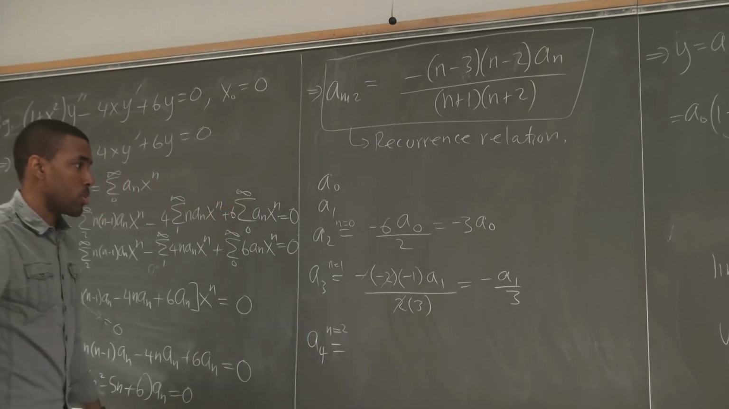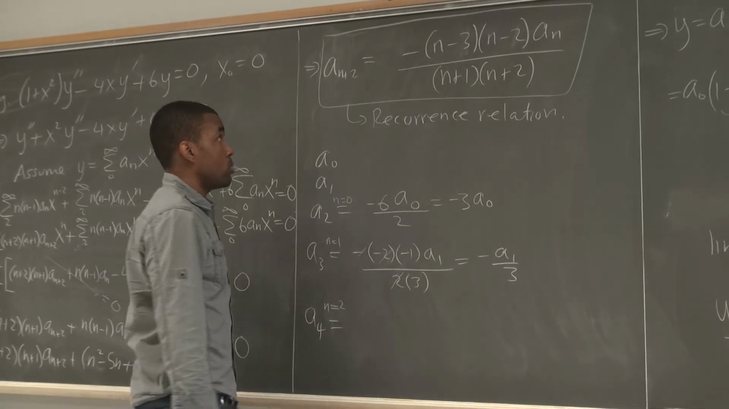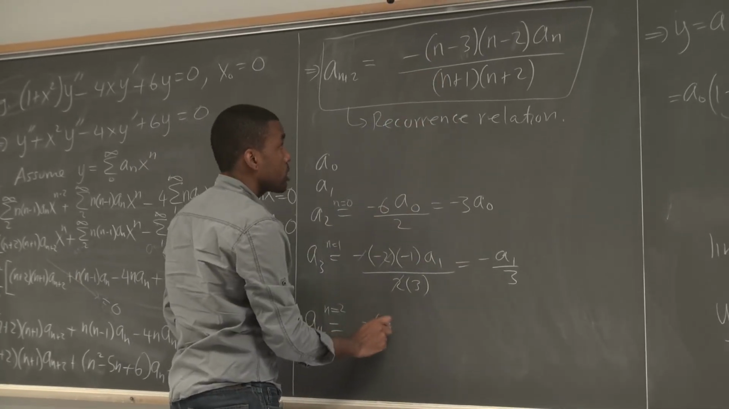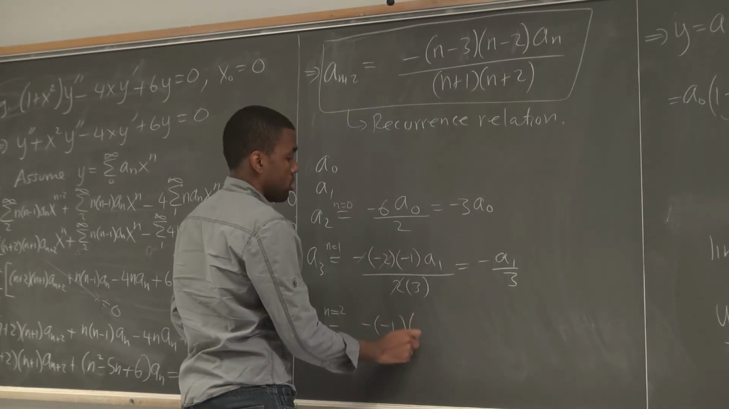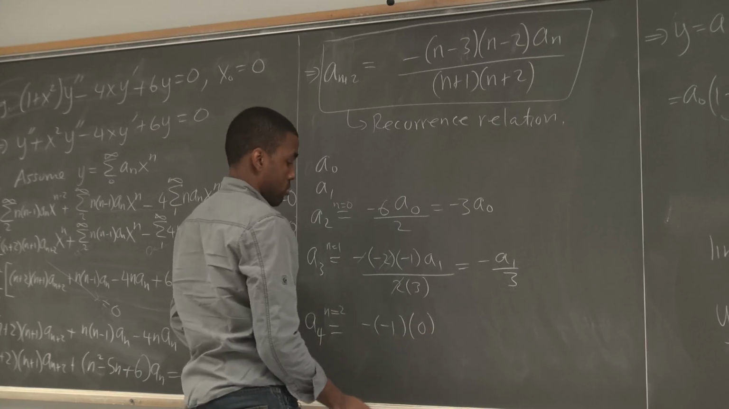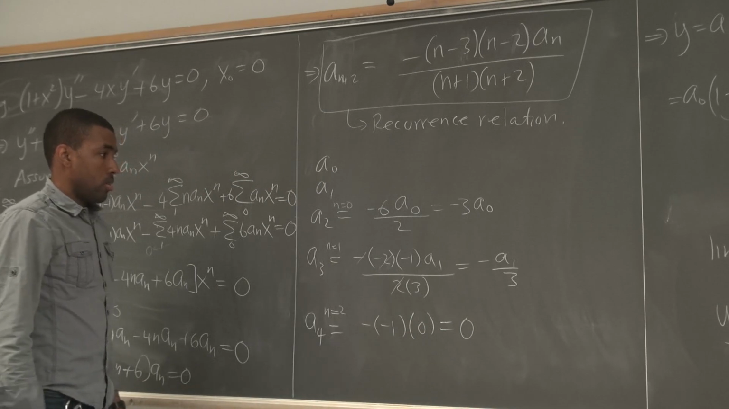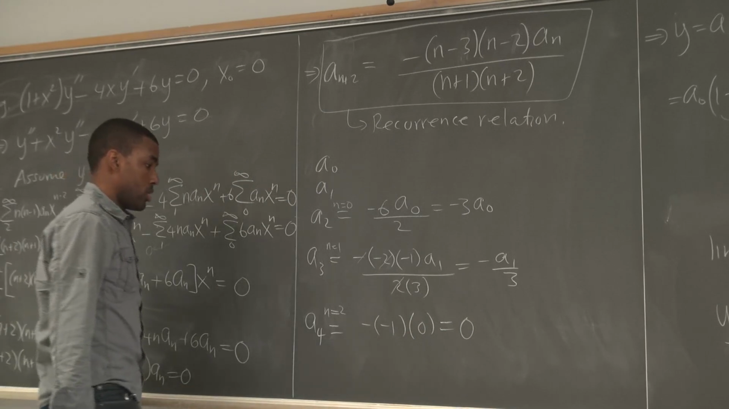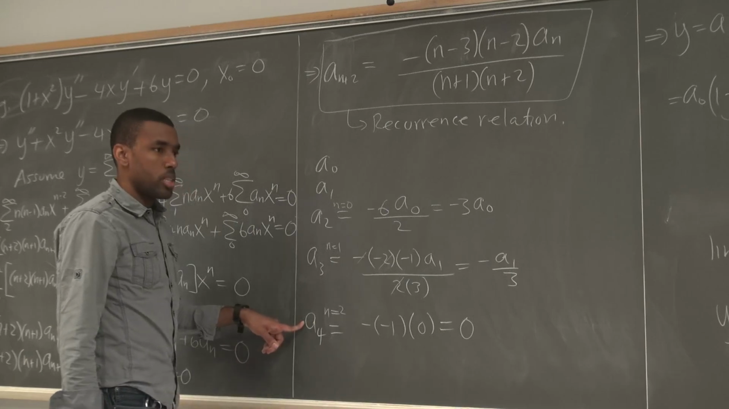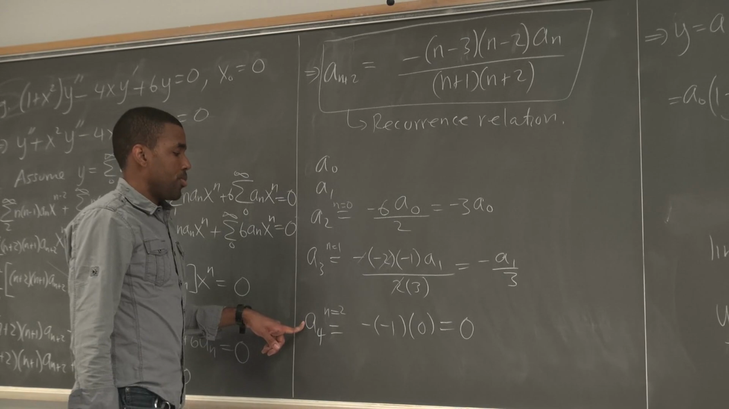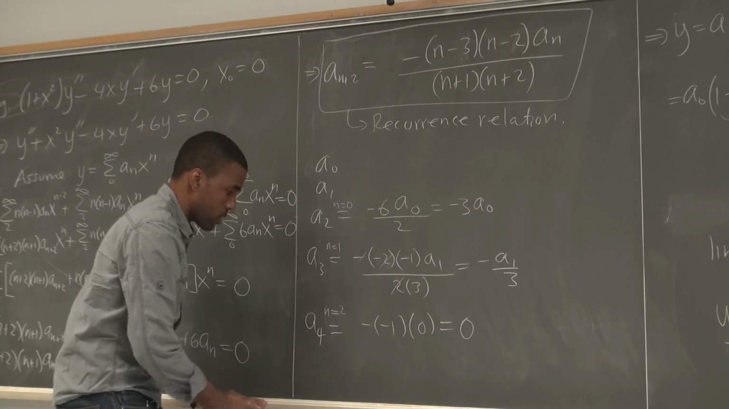A4, let's just do one more. For A4, we plug in n equals 2. So this is 2 minus 3, it's minus 1. 2 minus 2 is 0. So that's just 0. That's an interesting trend. This means that anyone who depends on A4 would actually be 0, which means we're going to have zeros on every 4th term.